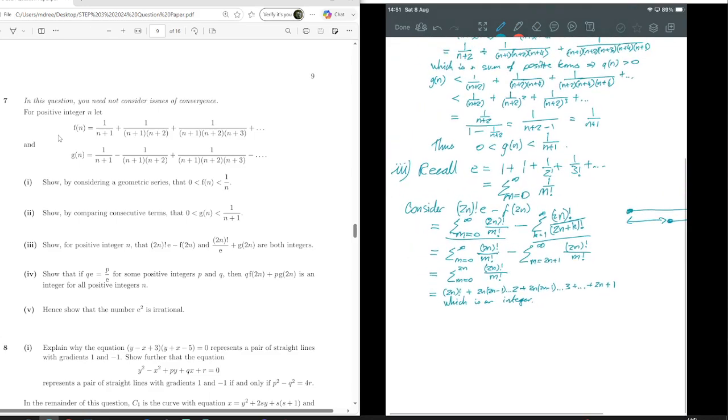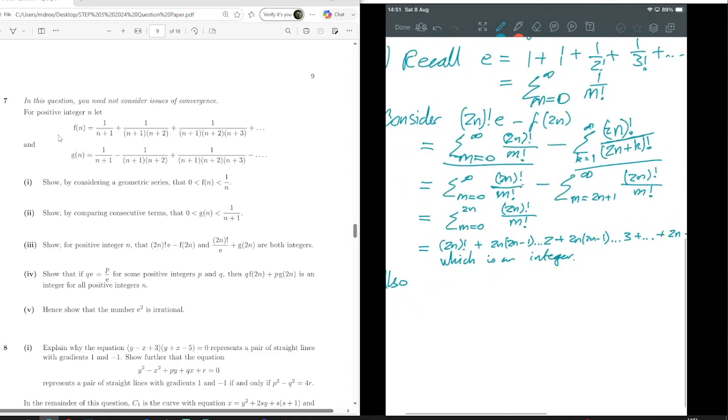Okay, proceeding to the second part of this question, we now have 2n factorial over E. So then also, I'm expecting this to do a very similar thing. So now we've got 2n factorial. I'm just going to write this as e to the minus 1, because we know that that has a very similar summation. And now I'm doing g of 2n. So this is going to be the sum from m equals 0 to infinity of 2n factorial.